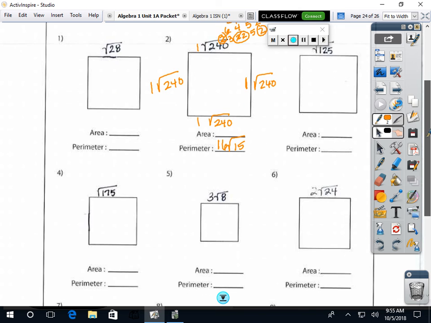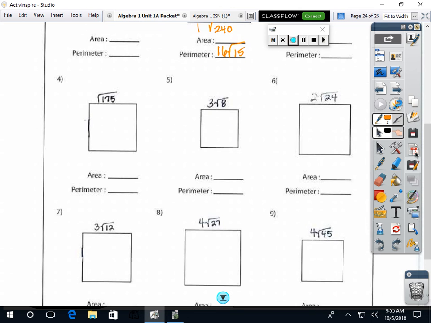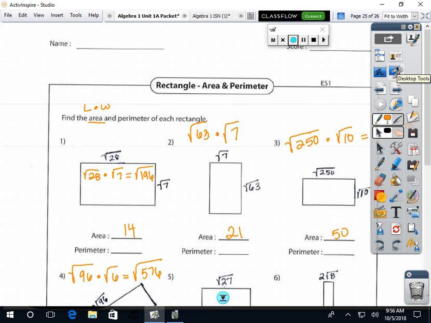Okay, let's look at number 5 because it has an outside number. This is 3 square roots of 8, so all 4 of them are 3 square roots of 8. Well, wouldn't that just be 3, 6, 9, 12 square roots of 8? But then that's not the final answer because you would have to simplify the 8 and you would end up with 24 square roots of 2. Does that make sense?